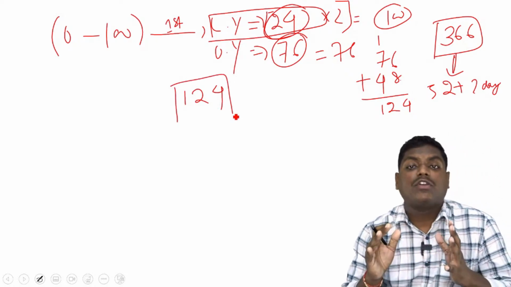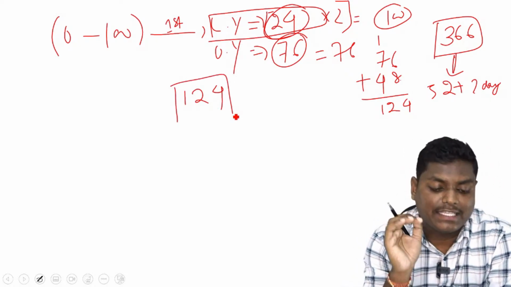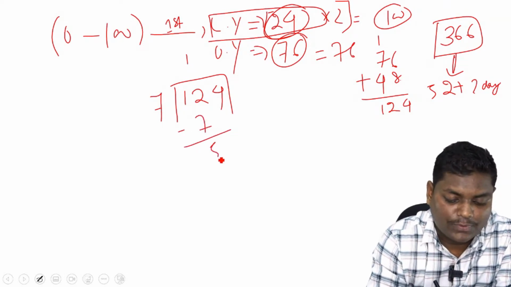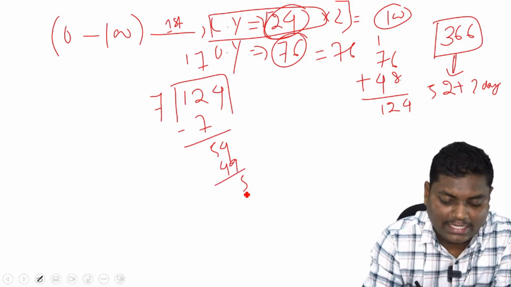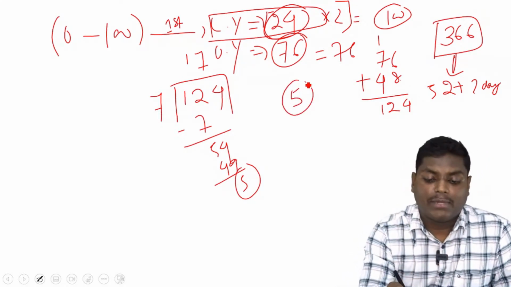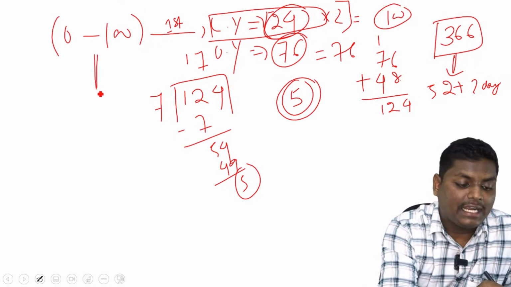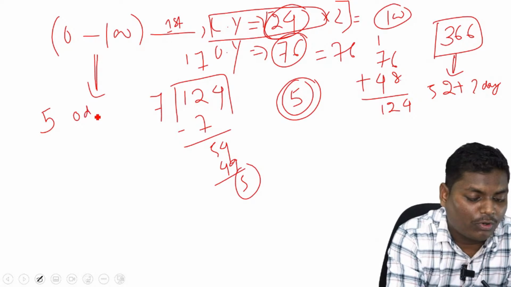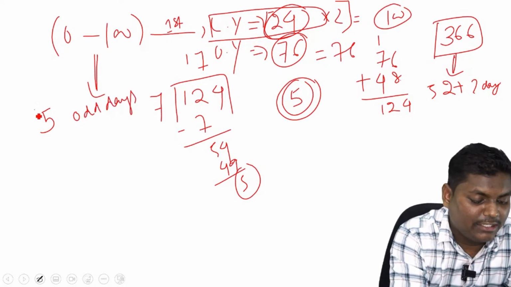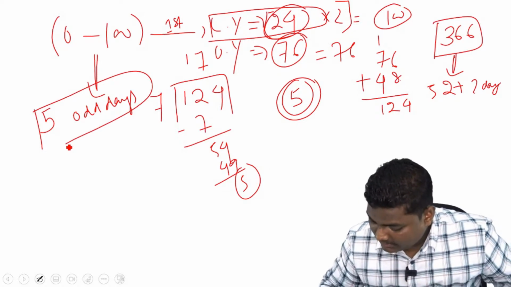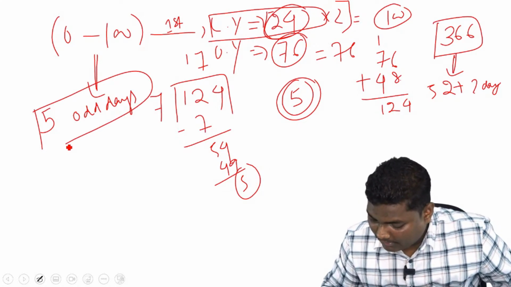Now, what is the next task? You have to divide this number by 7 and see what you get. 7 ones are 7, 7 sevens are 49. If we divide 124 by 7, we get a remainder of 5. So in 0 to 100 years, the number of odd days is 5. Is this clear for everyone? The number of odd days is 5.